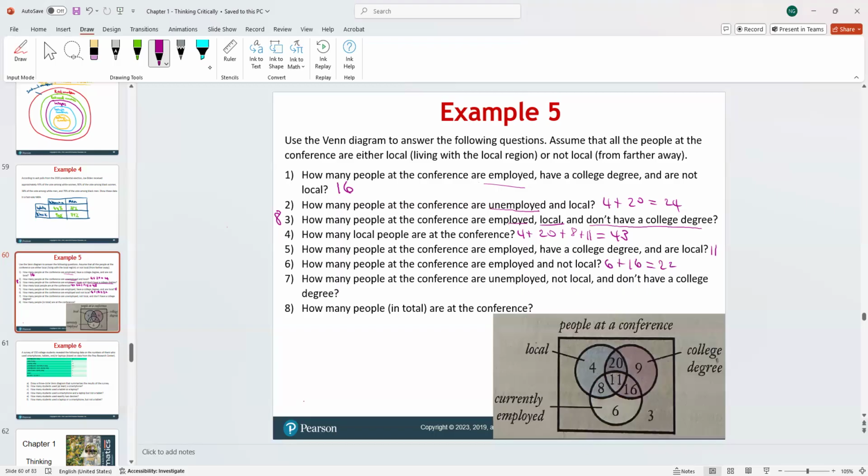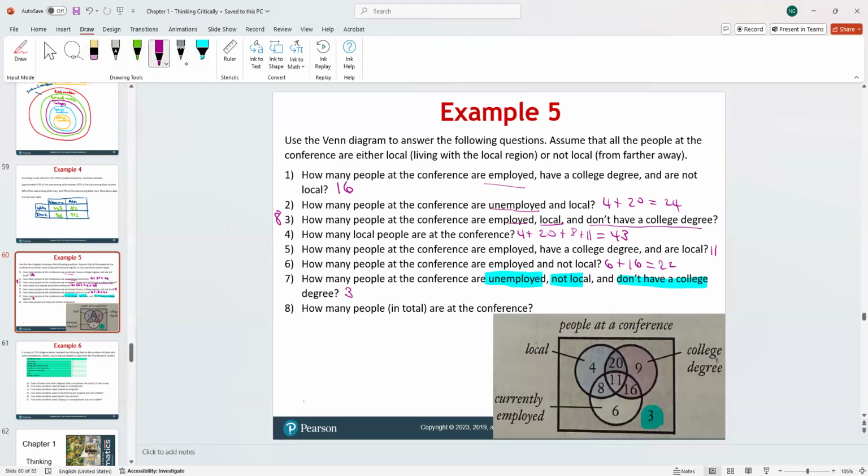Employed, and oh no, sorry, not employed. How many people are unemployed, not local, and don't have a college degree? If you remove all, I mean, that person is not employed. I mean, those people don't have a job. They are not local, and they don't have a college degree. How many in total do you see? Yes, that would be only three. The three outside. It's right there. Okay, the three outside. Okay.